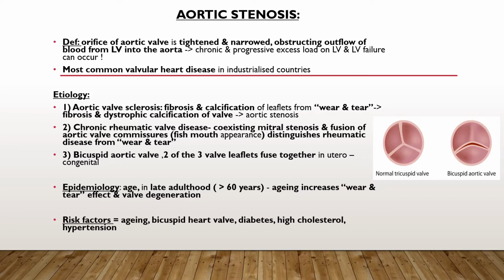It typically affects patients who are older than the age of 60, since the aging process is going to increase wear and tear and is going to increase fibrosis of the valves and lead to valve degeneration. So if you're asked about the major risk factors for aortic stenosis, aging is number 1. It can also be due to the bicuspid heart valve, and patients with diabetes, high cholesterol, and hypertension.